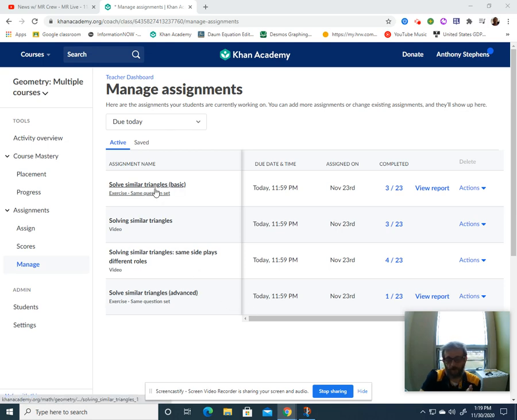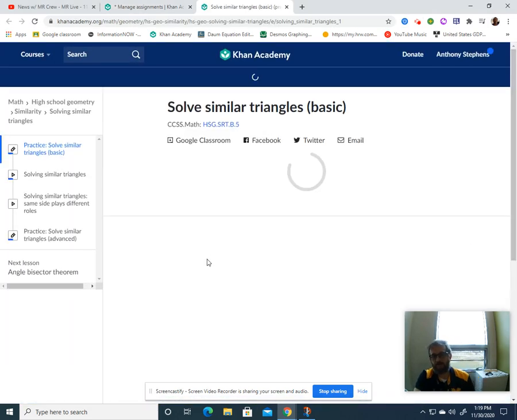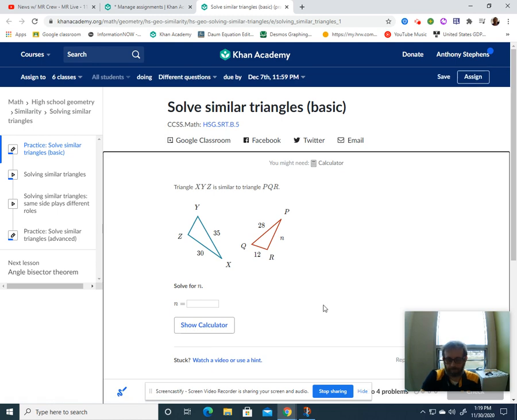So I'm going to load this one up, and there's two of them here. So we'll do this one first, solving similar basic triangles. And basically, it's all about proportions. You have these two triangles. They are proportional, and they tell us what sides match up.